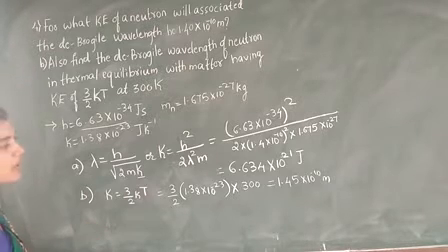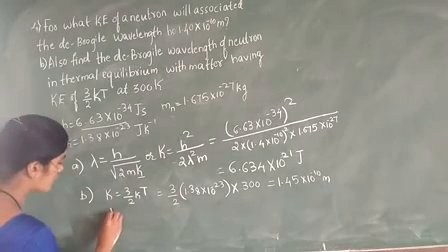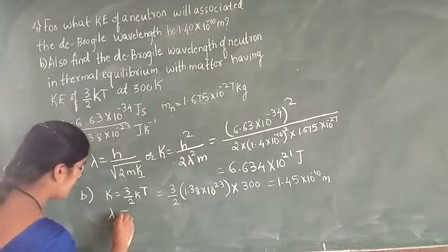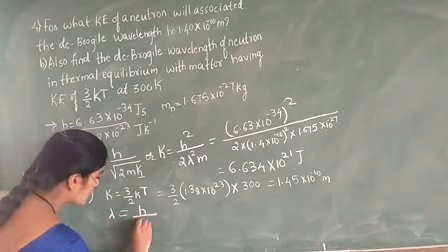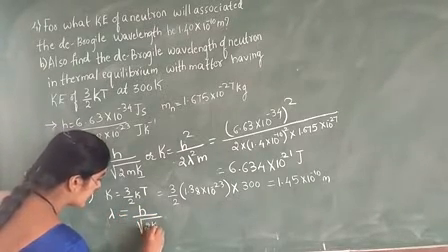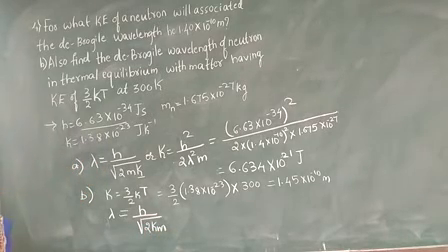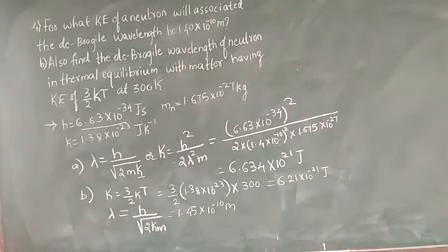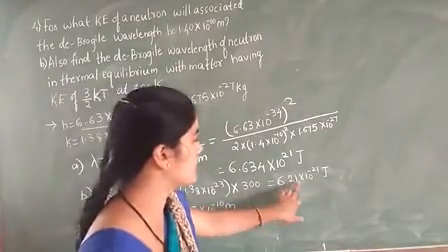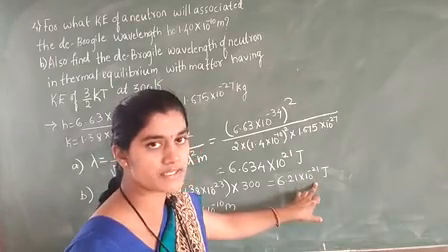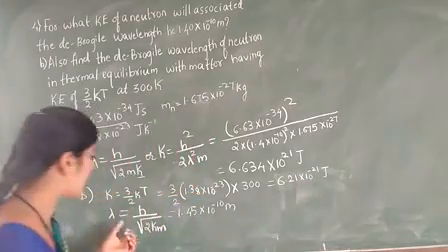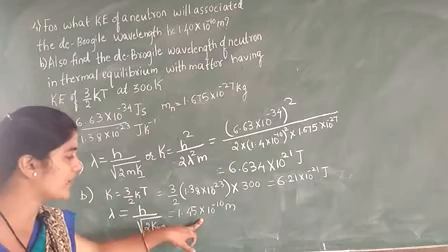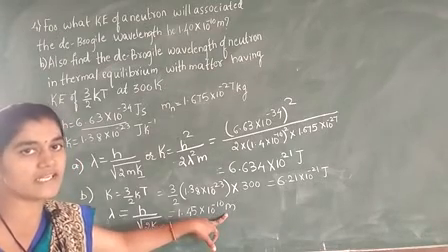Now in the same way we have to calculate the de Broglie wavelength. Lambda is equal to h divided by root of 2 into K into m. Now the answer for K is 6.21 into 10 raised to minus 21 joule. Therefore, lambda is equal to 1.45 into 10 raised to minus 10 meter.